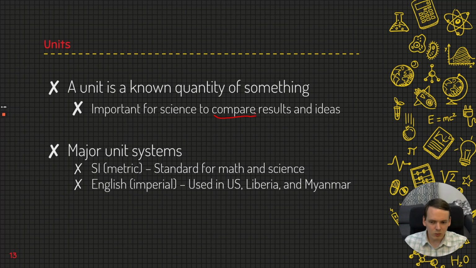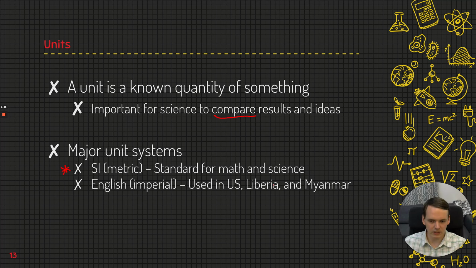And so that leads us to, we have two major unit systems that are used kind of globally. First, we have SI, or the metric system, and this is the one that we actually care about for this class. This is standard for math and science. It's the far and away most common unit system that's used globally.